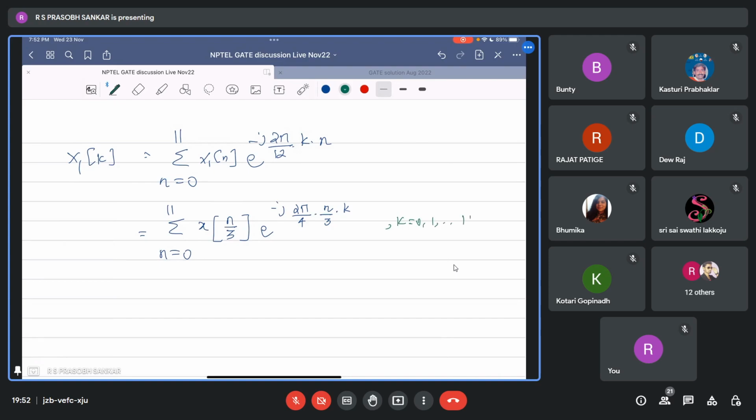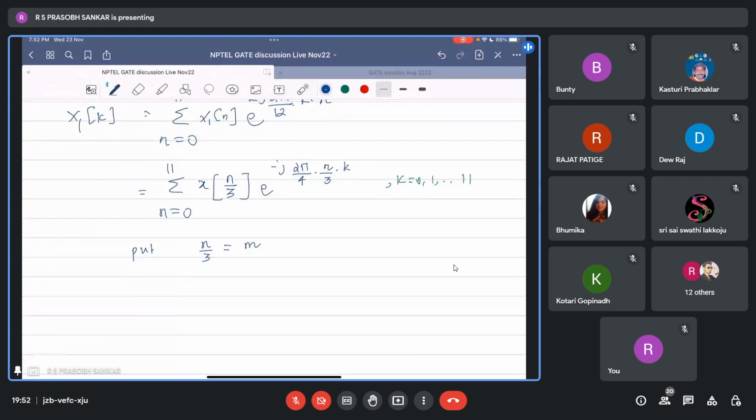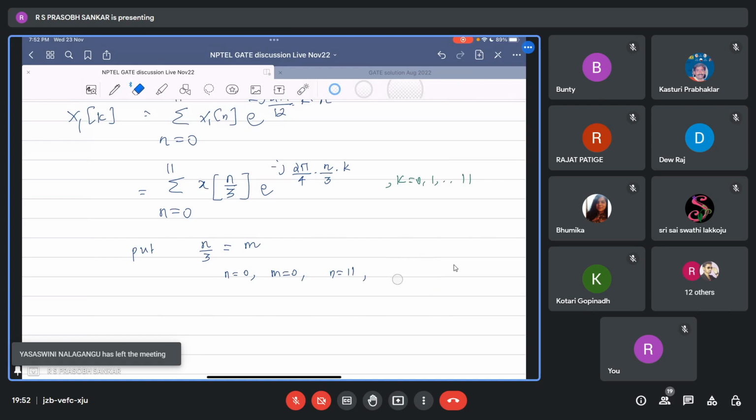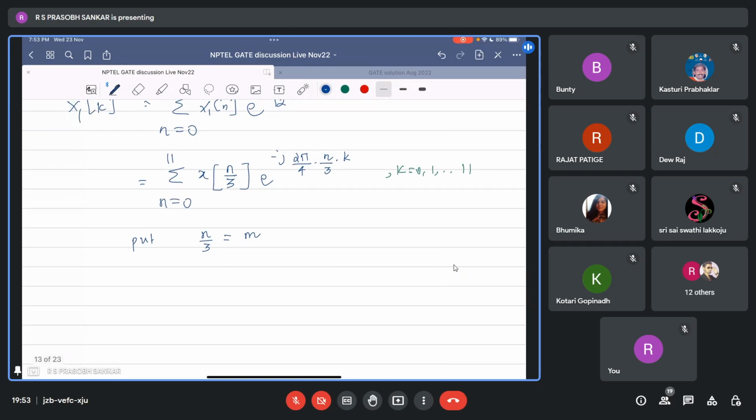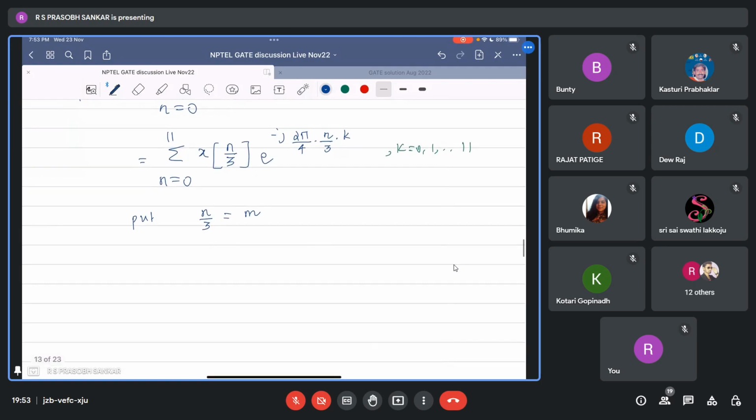Note that k goes from 0, 1 up to 11. That's the thing. What we can do is a change of variables. Put n by 3 equal to m. n equal to 0 means m equal to 0. And n equal to 11 means, how do I get that, 12 minus 1 by 3. Wait, that will complicate things further. This is not that difficult. Okay, let us write it and see. That's easier.